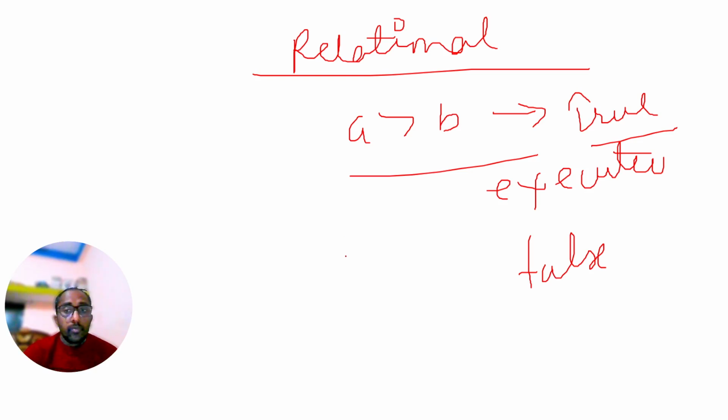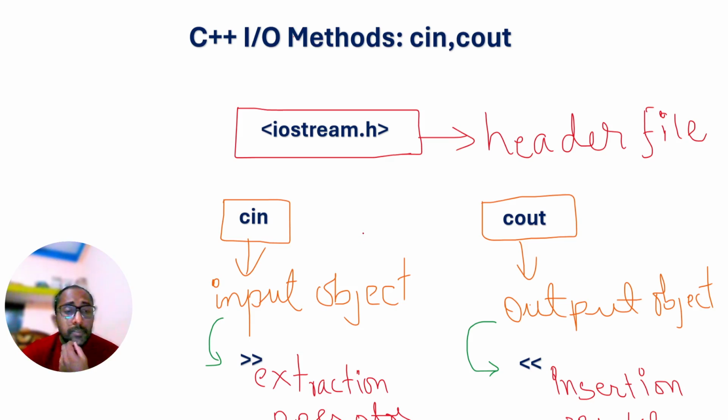Now move to the C++ input output methods, cin and cout. In every C++ program, it's compulsory to include iostream. These are header files, .h. Input output stream means input output functions, methods, objects, and stream is the statement.